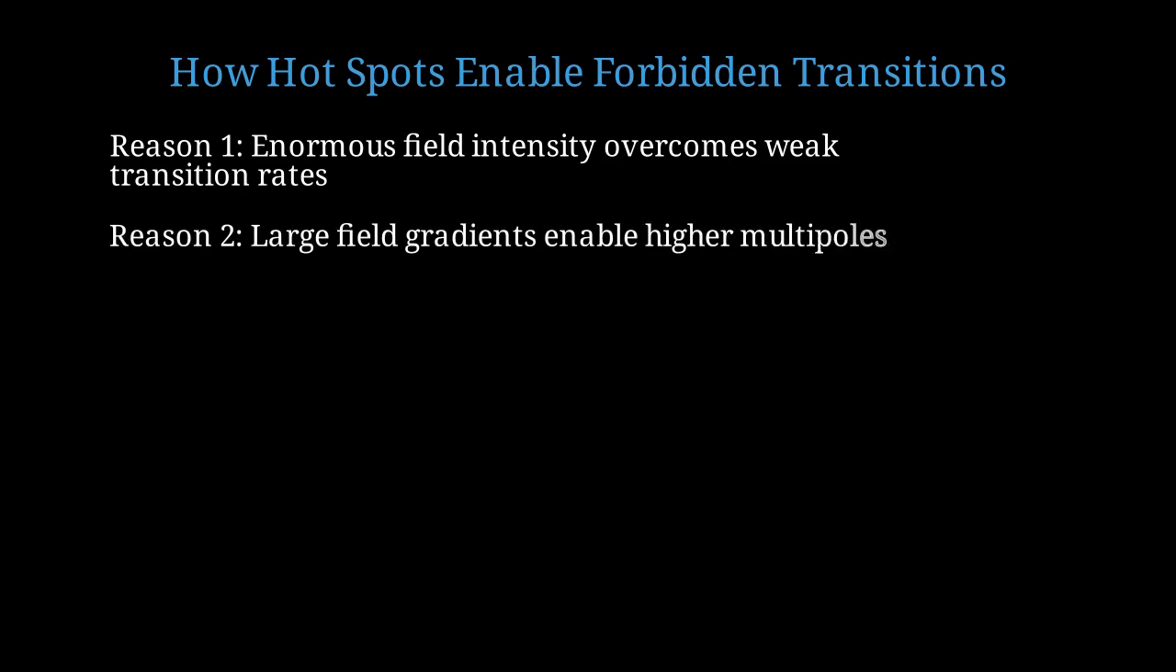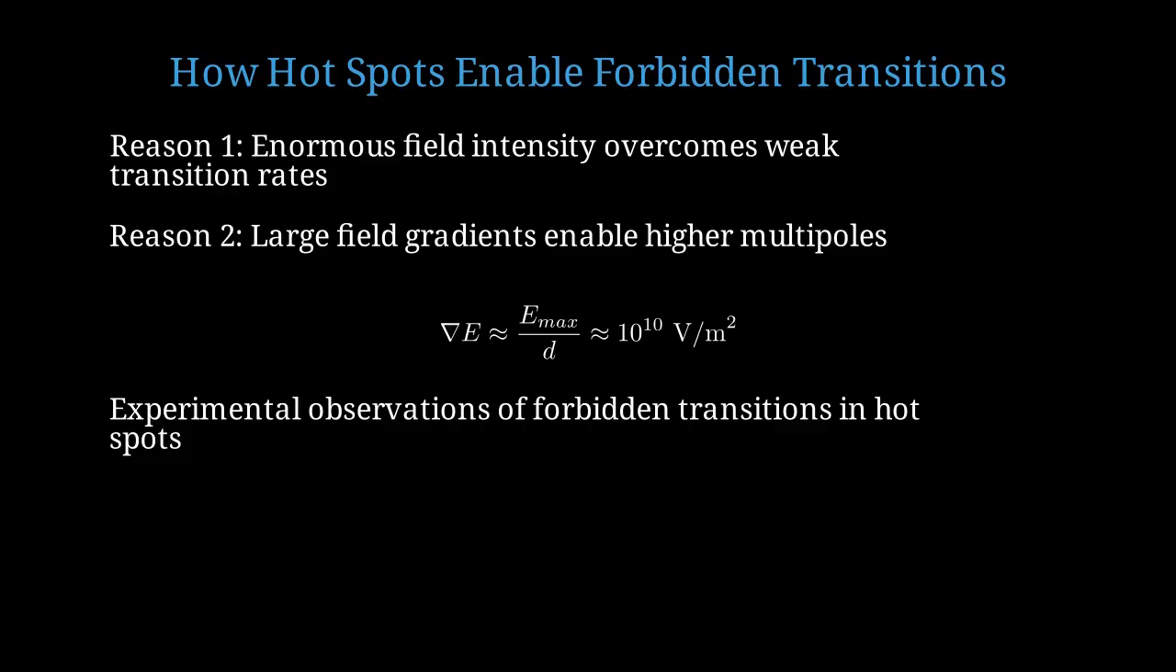Second, the extreme field gradients in nanoscale hotspots break the electric dipole approximation. The field varies significantly over molecular dimensions, enabling magnetic dipole and electric quadrupole transitions. The field gradient can reach values of approximately E max over d, which is around 10 to the 10th volts per meter squared for a 1 nanometer gap. Experimentally, researchers have observed multiple forbidden transitions in molecules placed in plasmonic hotspots, including spin-forbidden transitions and symmetry-forbidden transitions.